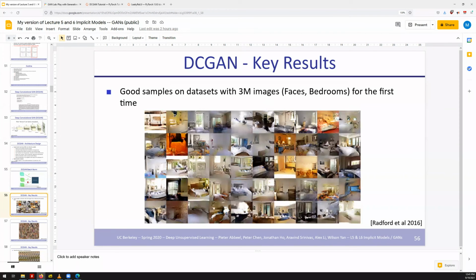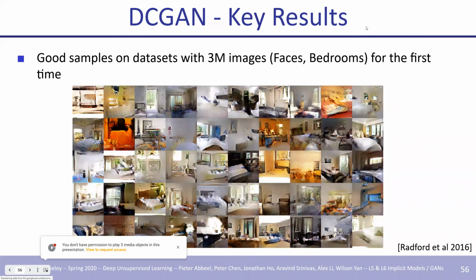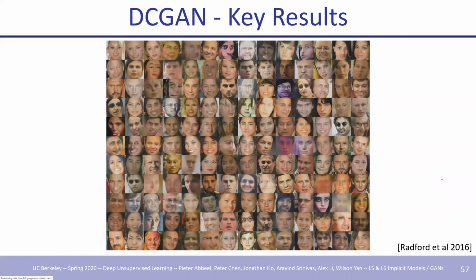And so some results here. The bedroom datasets produce some good ones. I can barely see anything, but from far away it looks okay. It looks pretty fuzzy. So some faces it generates.